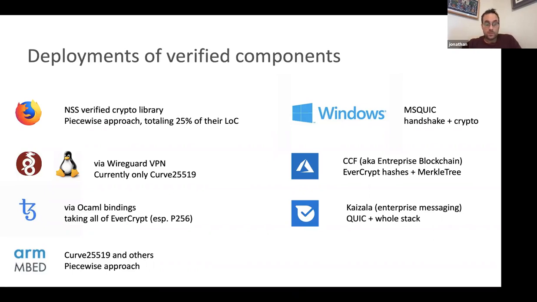ARM Mbed has been using Curve25519. We have some code in Windows. We have some code in an enterprise blockchain from Microsoft called CCF. And we also have a large amount of code in something called Kaizala, which I understand is a popular enterprise messaging software, mostly in India.